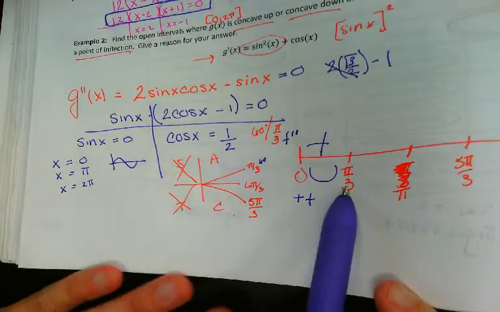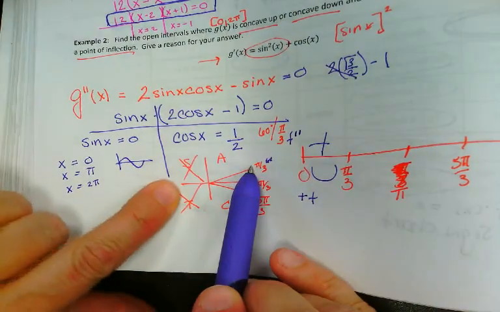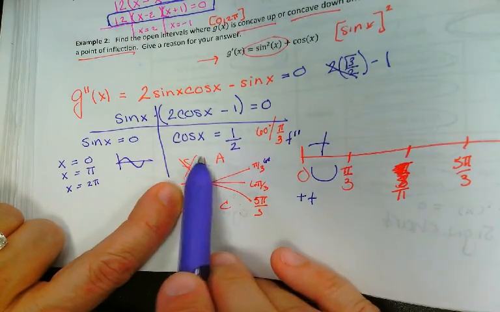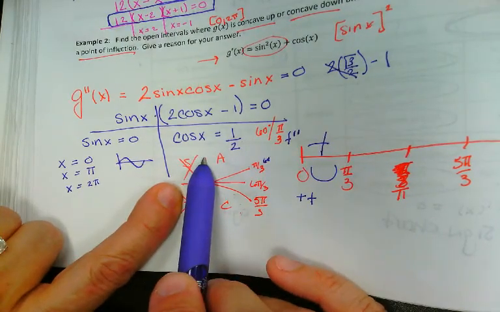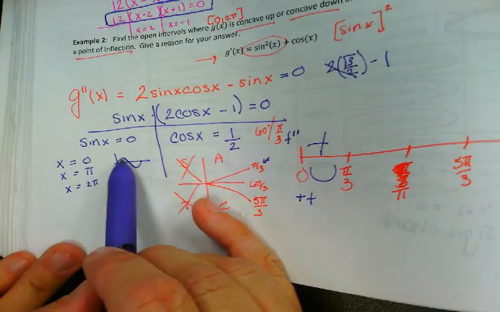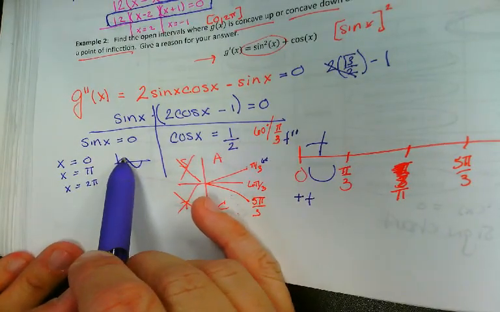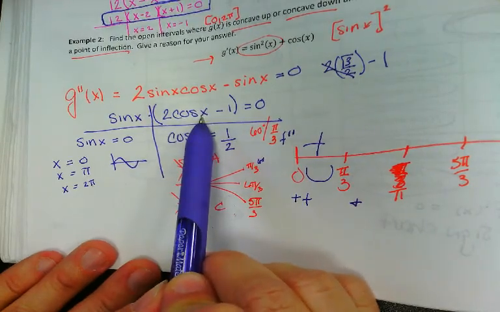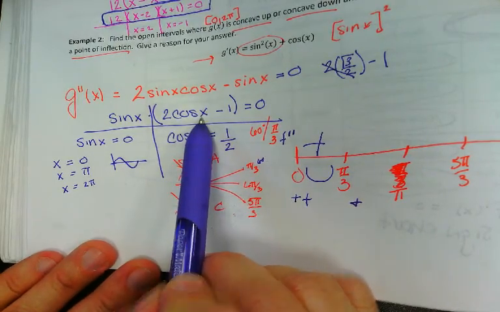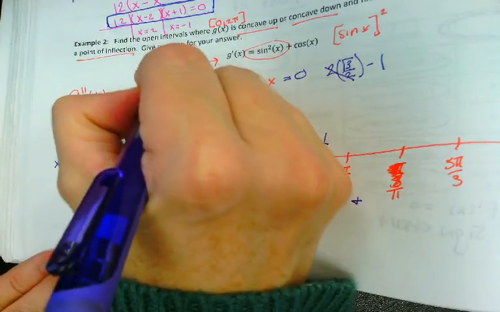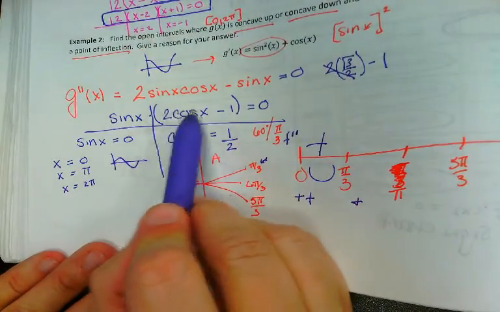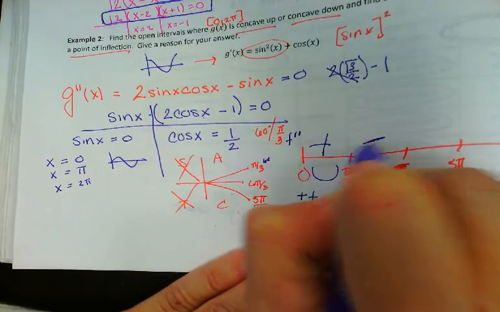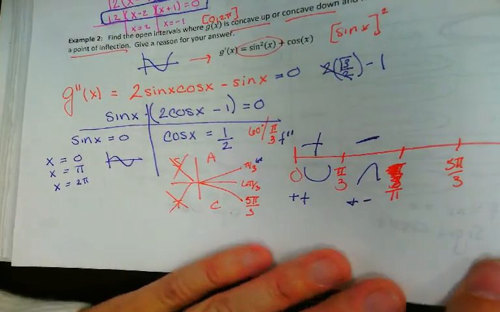Okay, now I need someone between pi over 3, which is here, and pi. Who's a really smart number to pick between those two? Pi over 2, because I can just look at the curve, right? What's the sine of pi over 2? Positive 1. What's the cosine of pi over 2? Picture the cosine curve. 0. So 2 times 0 is 0. Minus 1 is a negative. Therefore, this is going to be a negative, and this is concave down.